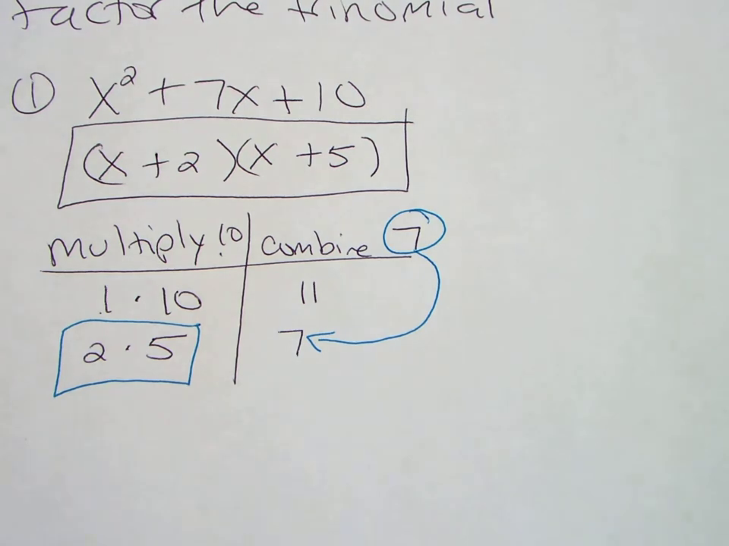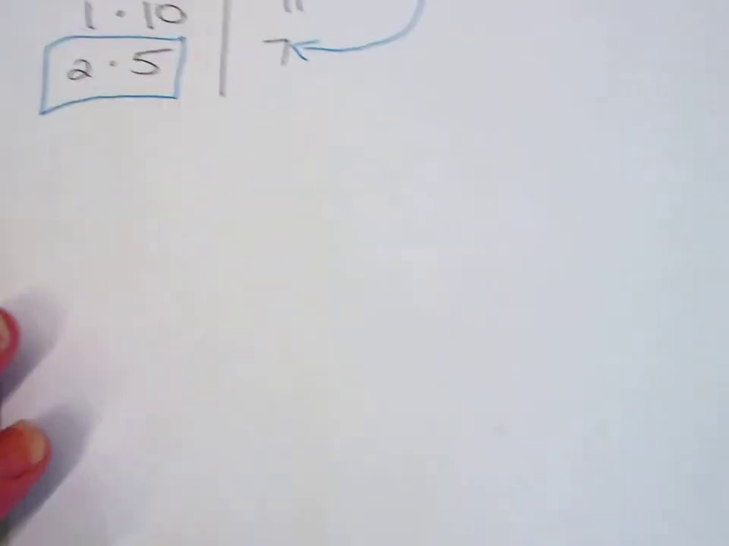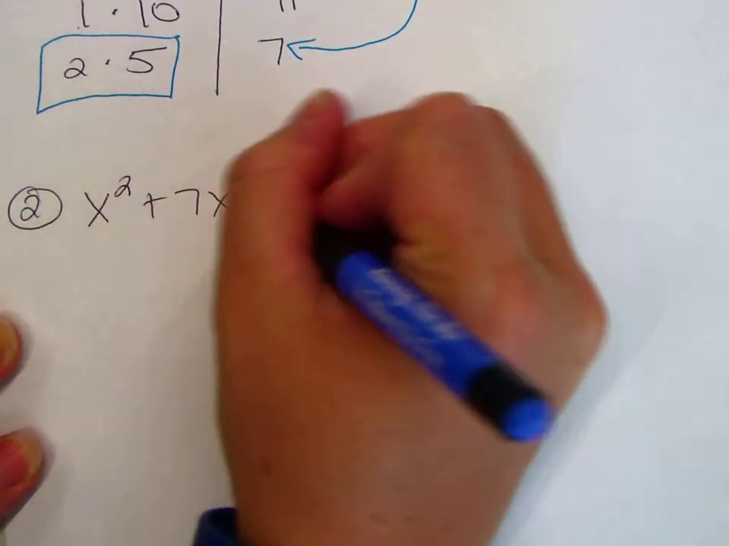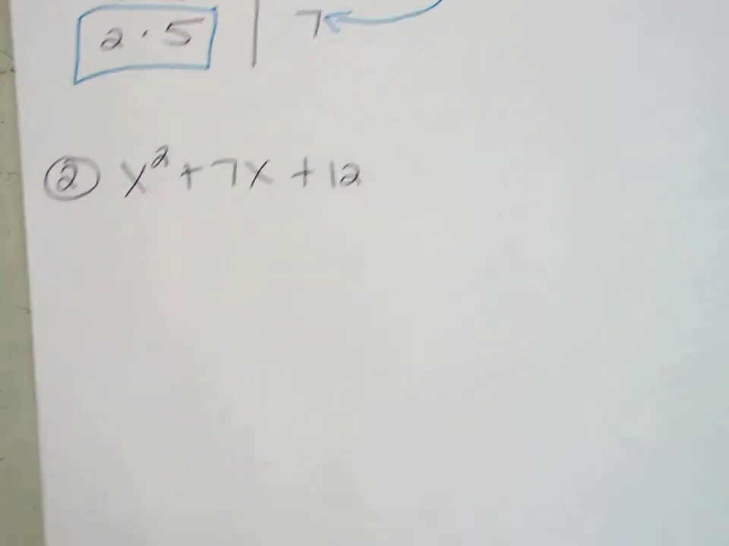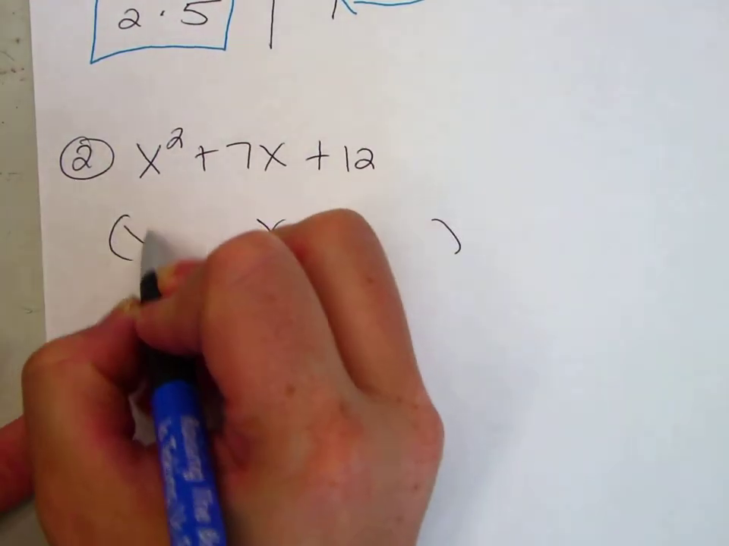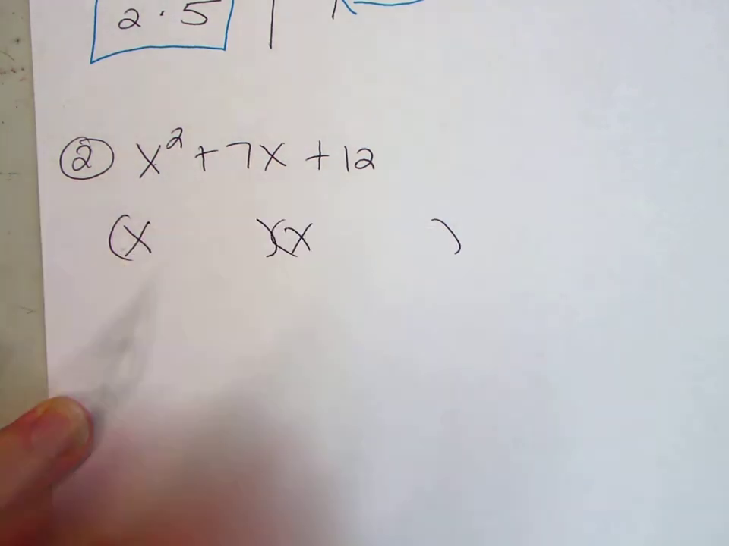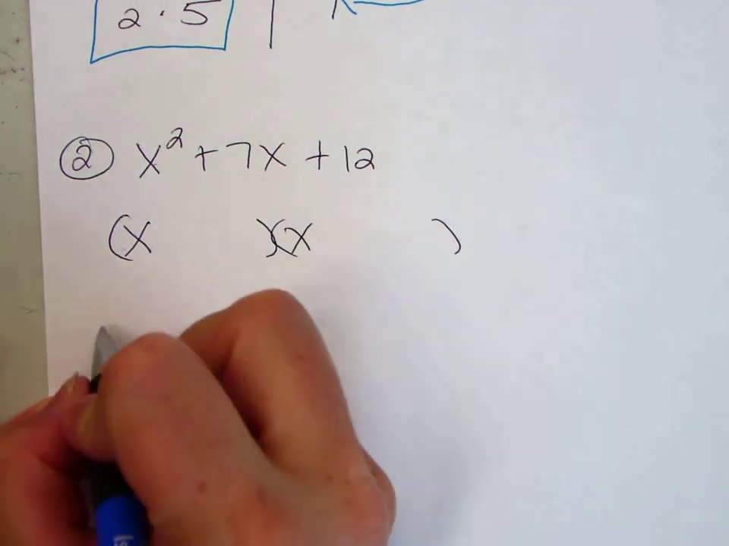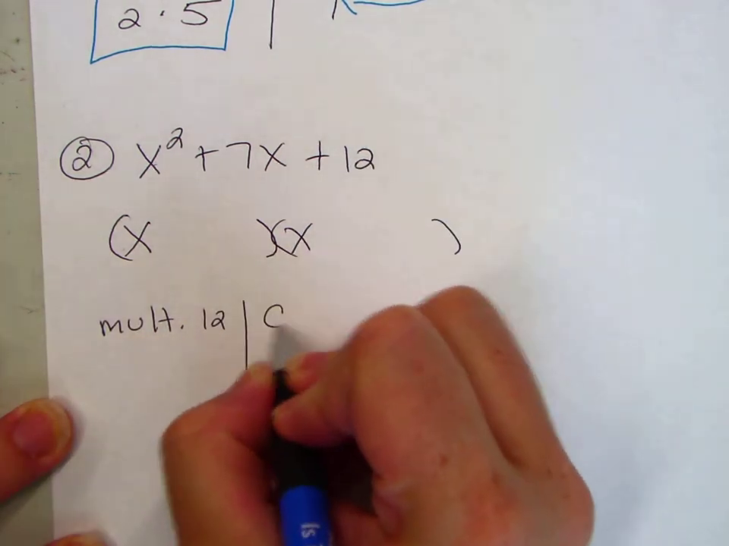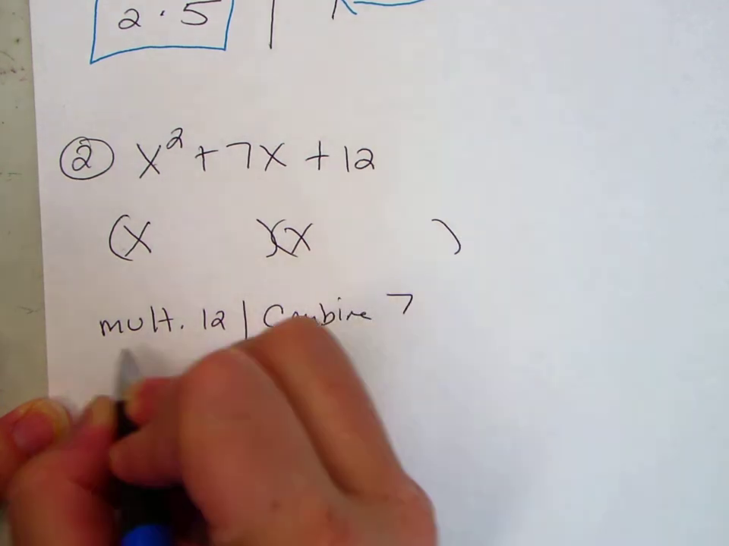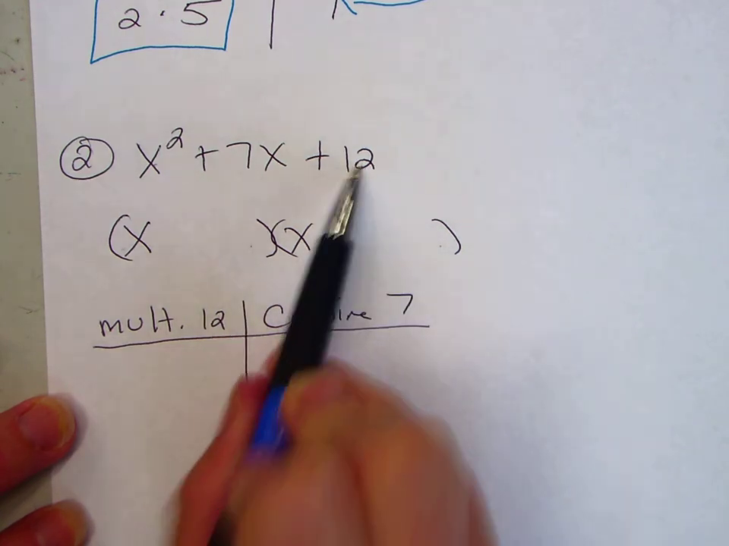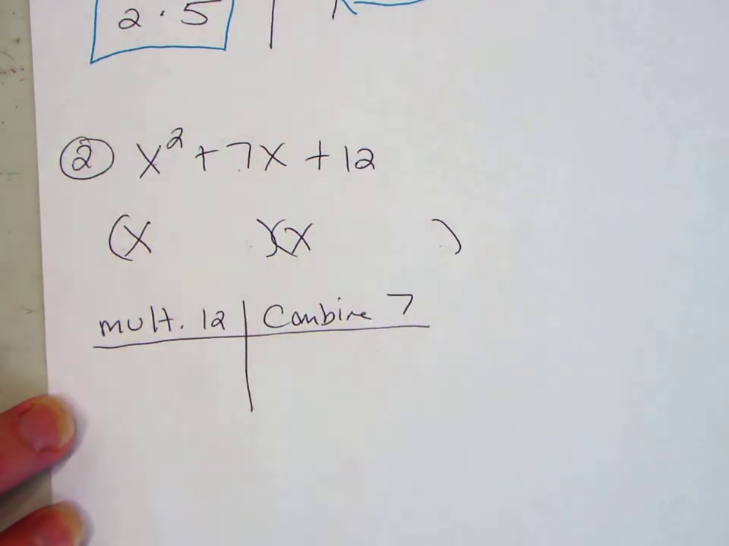Okay? Let's do another one. Number 2. X squared plus 7x again plus 12. Right. So again, I want to write this as a set of two parentheses. This is always x and x because x times x is x squared. We're looking for two numbers that multiply to 12 and combine to 7. Notice it's the opposite order, right? This times this should multiply to 12. This plus this should add to 7.